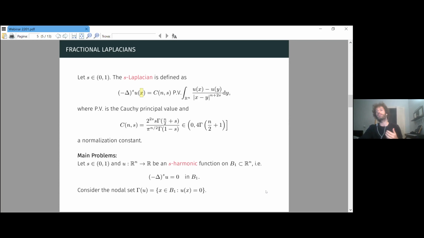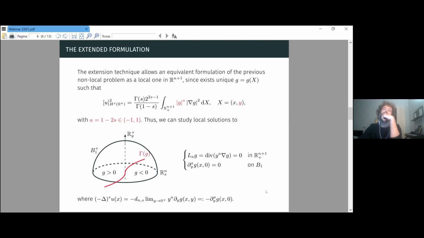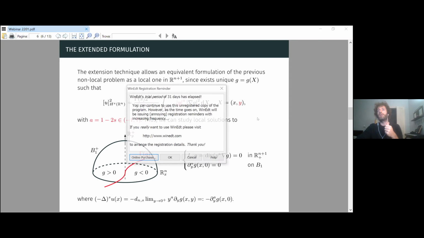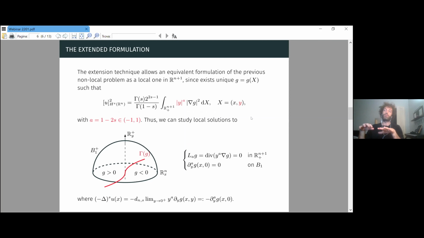So a common technique is to use the so-called extension of Caffarelli and Silvestre. I will not enter into the details. I just write here what the idea behind this extension is. The idea is that instead of considering the fractional Laplacian in R^n, you can consider a new problem defined in R^{n+1}. So you have to add one new variable, let's call it y. And you have a relation between these two problems.